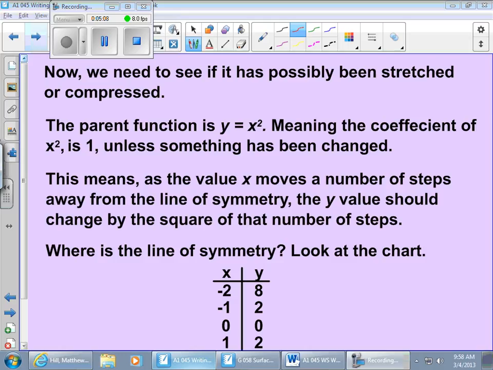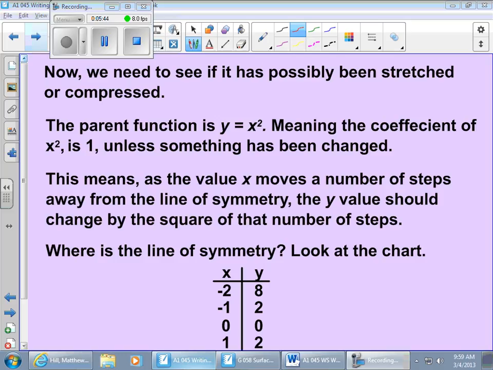Okay, now the next thing is a little bit more complicated to check for, but once you get used to it, it's not that bad. We need to see if it has possibly been stretched or compressed, because that's going to tell us whether it's got that coefficient a or not. Now the parent function is y equals x squared. If we have not messed with a graph at all, that's the parent function, y equals x squared. That means the coefficient of x squared is supposed to be 1: y equals 1 x squared. Unless something has been changed, that coefficient should be a 1.